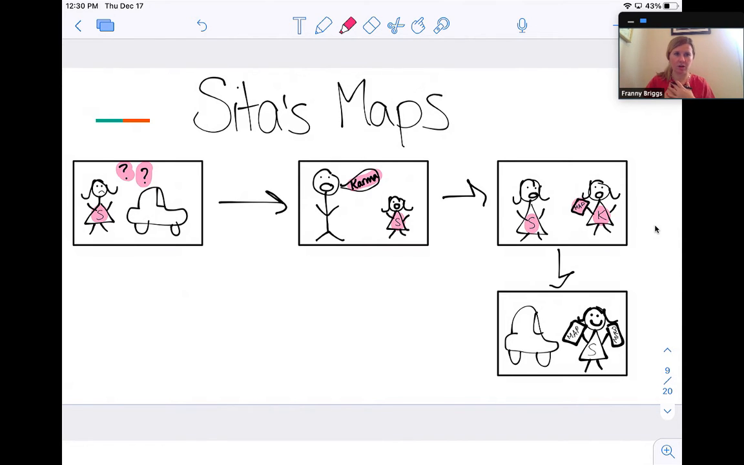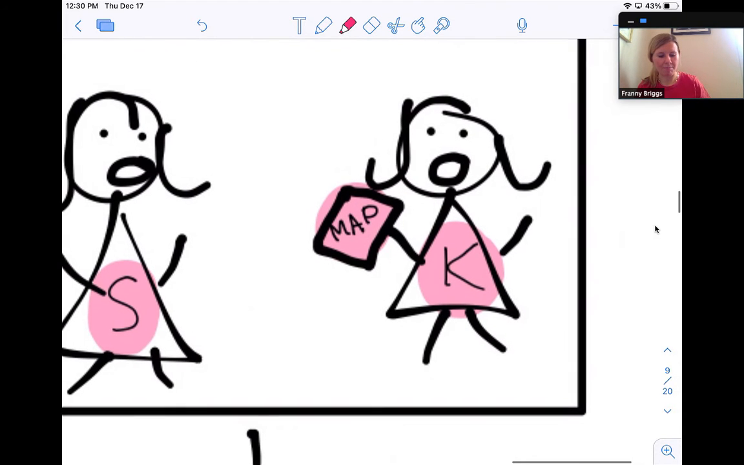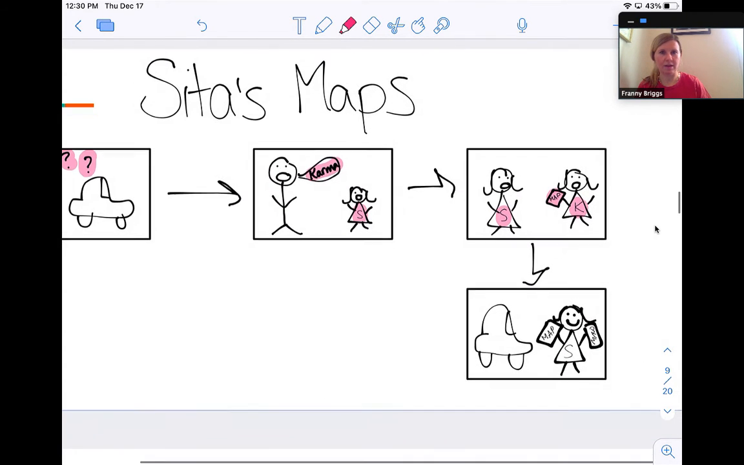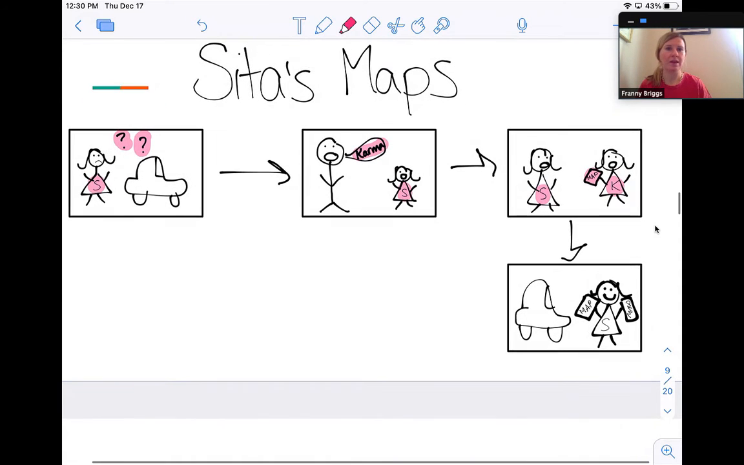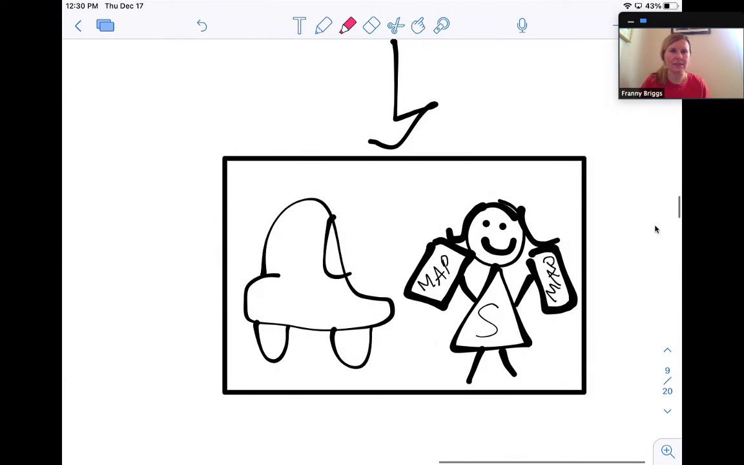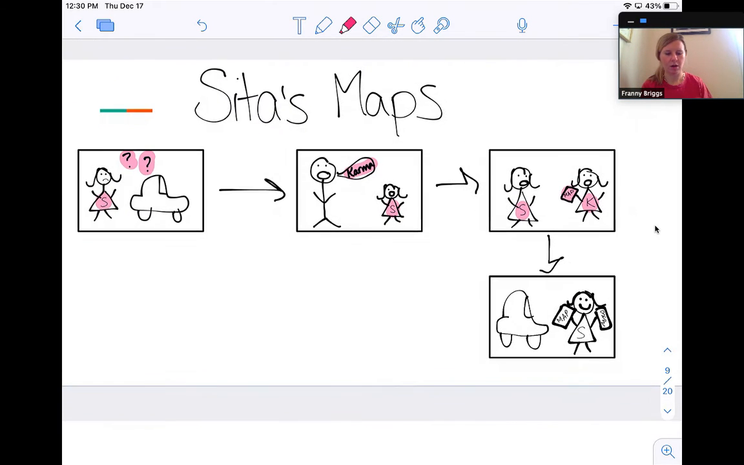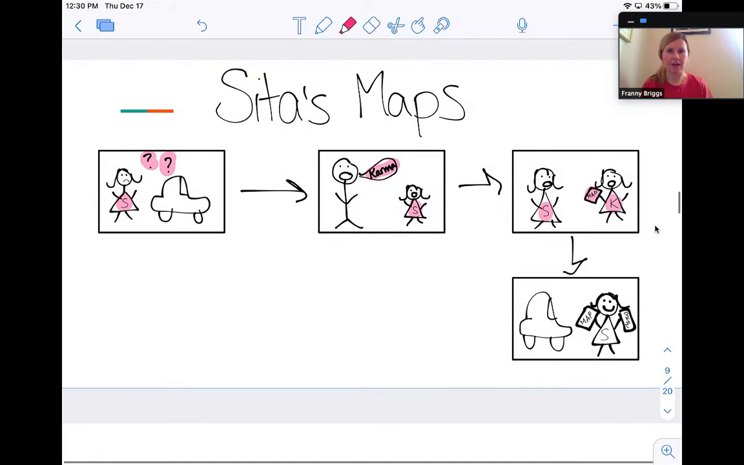If I'm a teacher and I'm looking at this, a student drew this, they've covered all the major characters, Sita, Karma, and Dad. They know that there's a car. They know that they're looking for a map, that's the kind of conflict in this story. And basically at the end, that Sita gets what she wants. She gets the maps and she brings them back to the car. So for reading comprehension, this is a very solid representation that the student knows what's going on in the story.